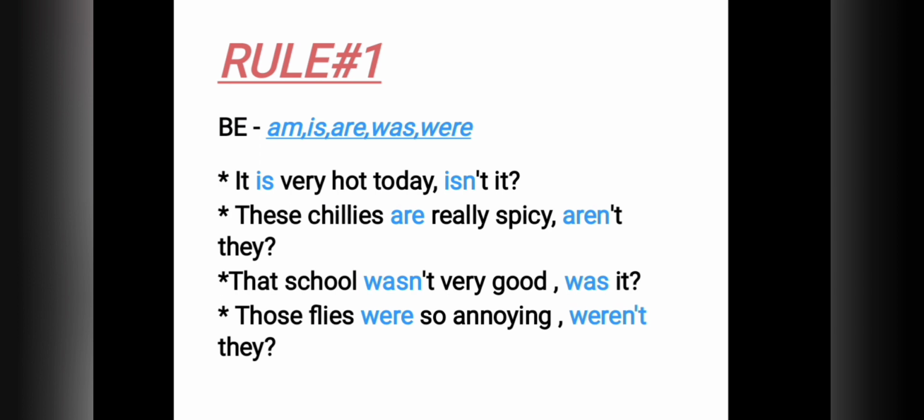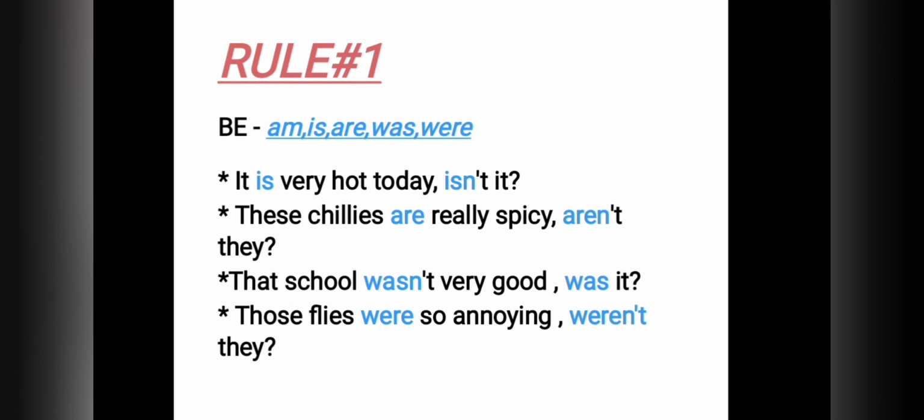See the example. It is very hot today, isn't it? So here the to be verb is used. While making the question tag, we have to use the to be verb, but the statement is positive, so we have to make the tag negative. So the contraction of is in negative becomes isn't.